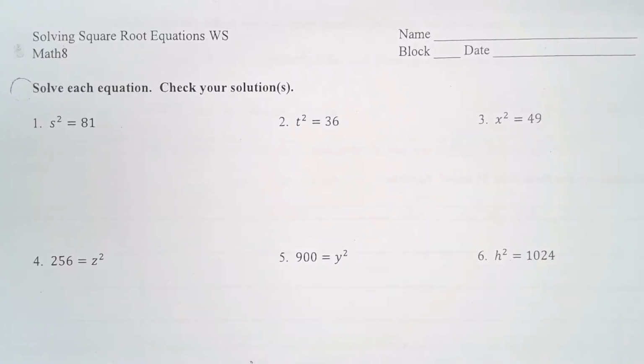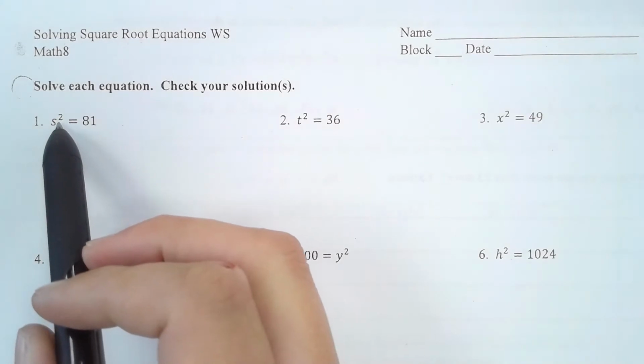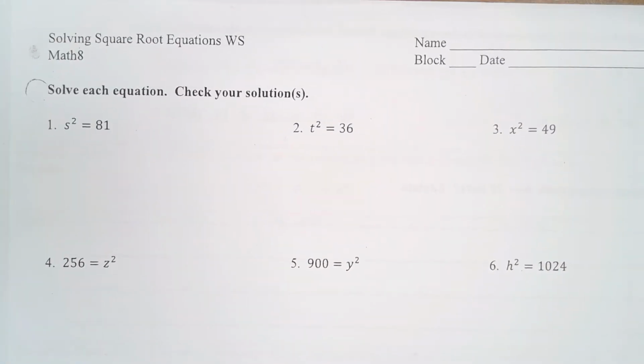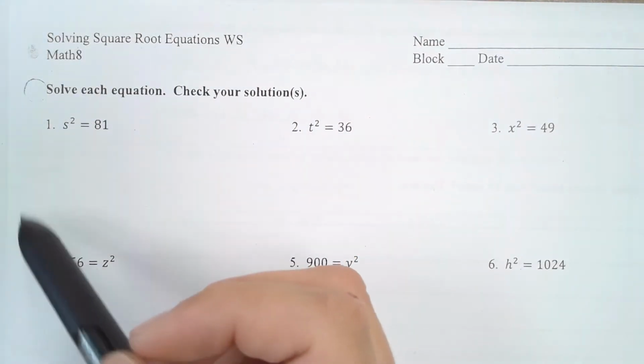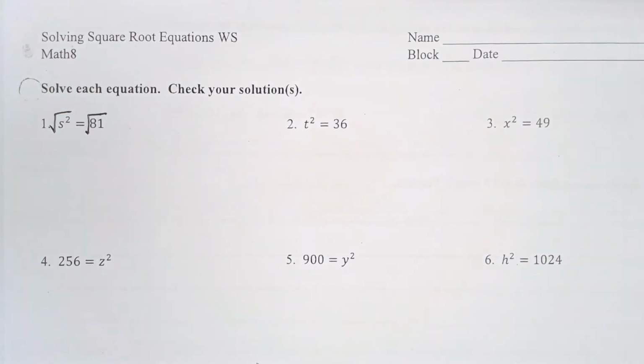Hello, today we are going to be reviewing solving square root equations. Whenever you're solving an equation and you're trying to get the variable by itself and your variable is to the second power, all that you need to do is do the opposite of squaring something, and the opposite of squaring something is square rooting it. So your step is square rooting on both sides.